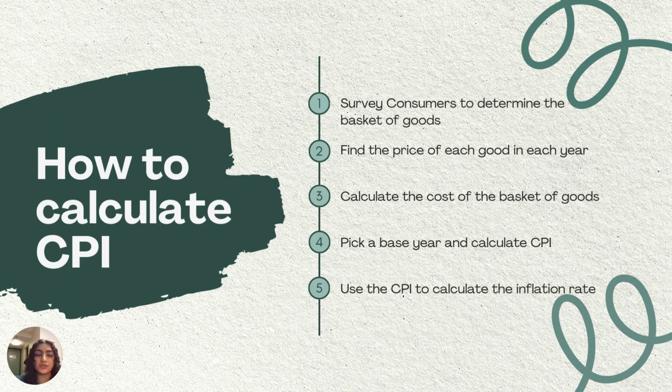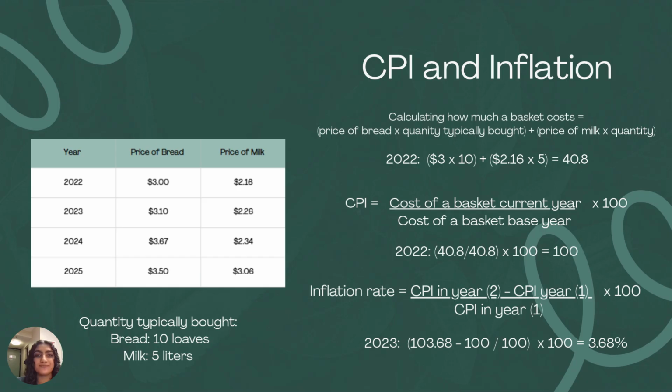There are 5 steps to calculating CPI, which includes first surveying consumers to determine the basket of goods, so seeing what is typically bought. The second is to find the price of each good in each year. Third, calculate the cost of the basket of goods. Fourth is to pick a base year and calculate CPI. Fifth is to use CPI to calculate the inflation rate.